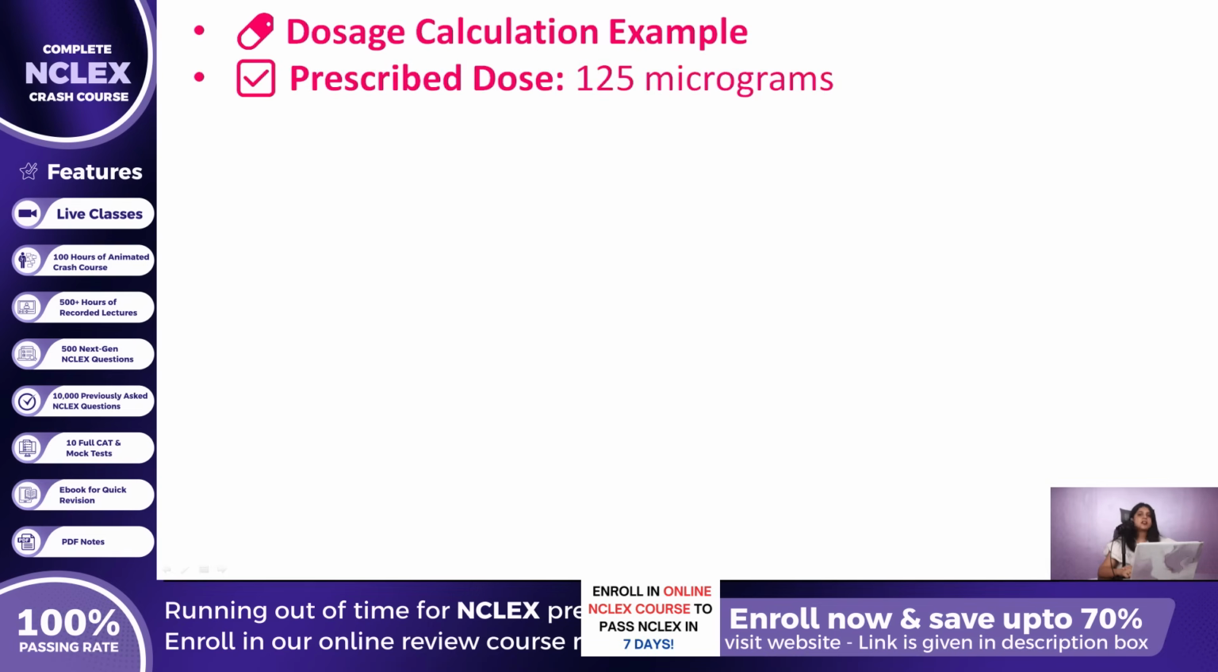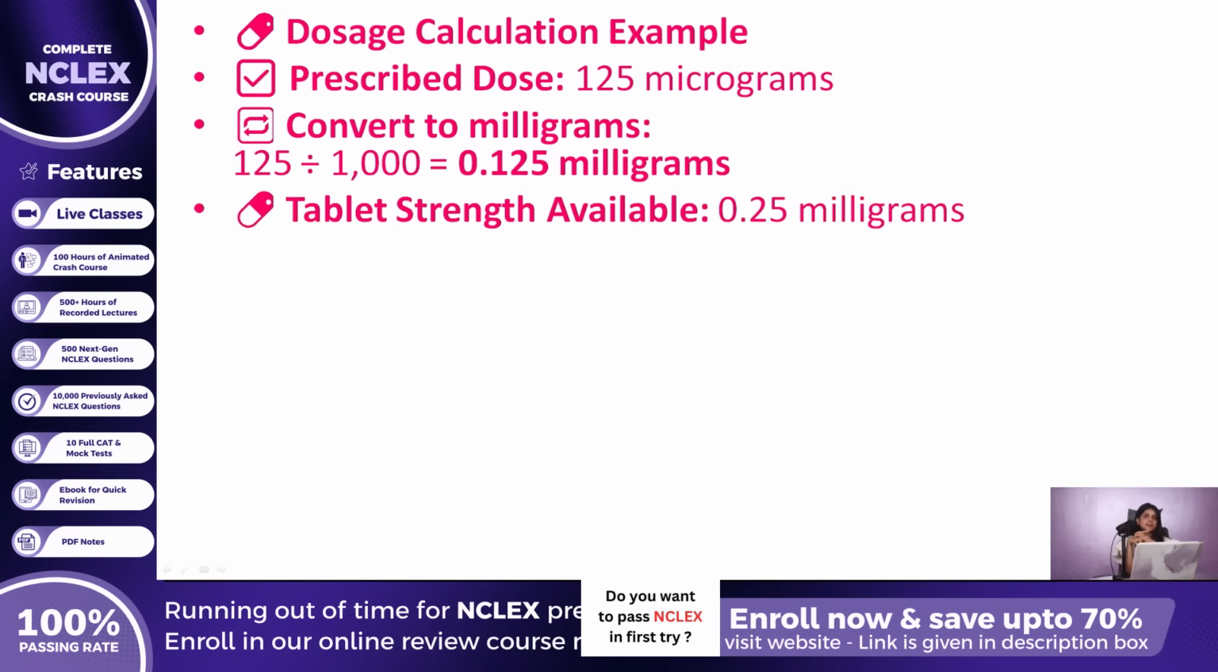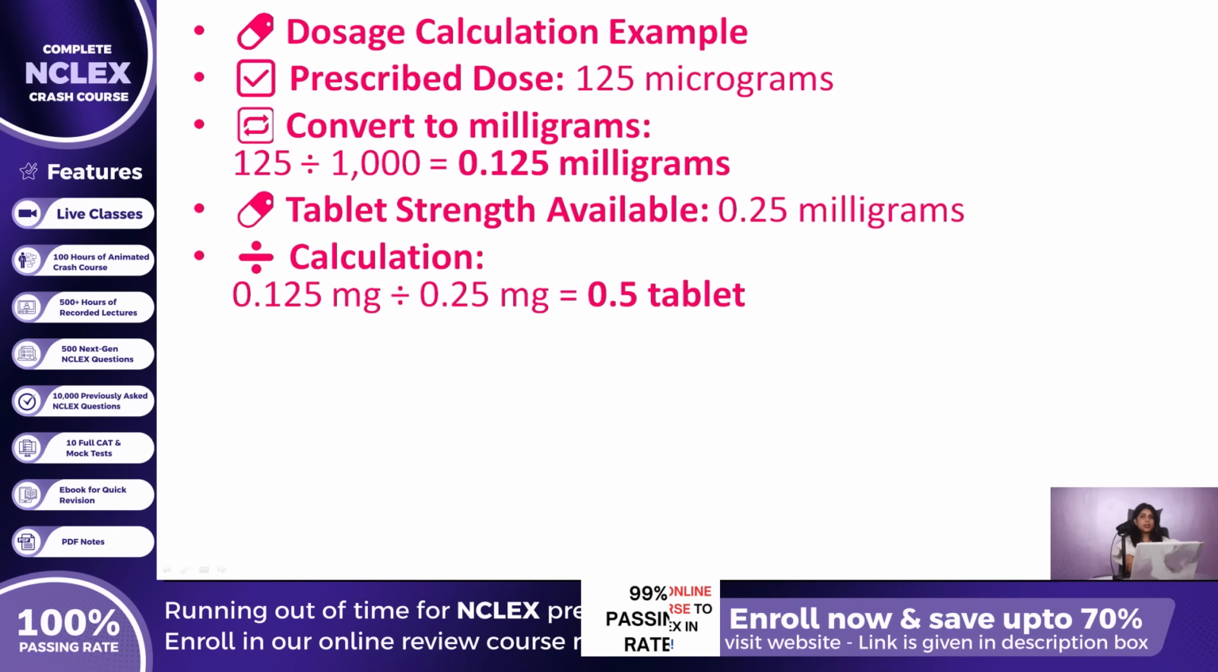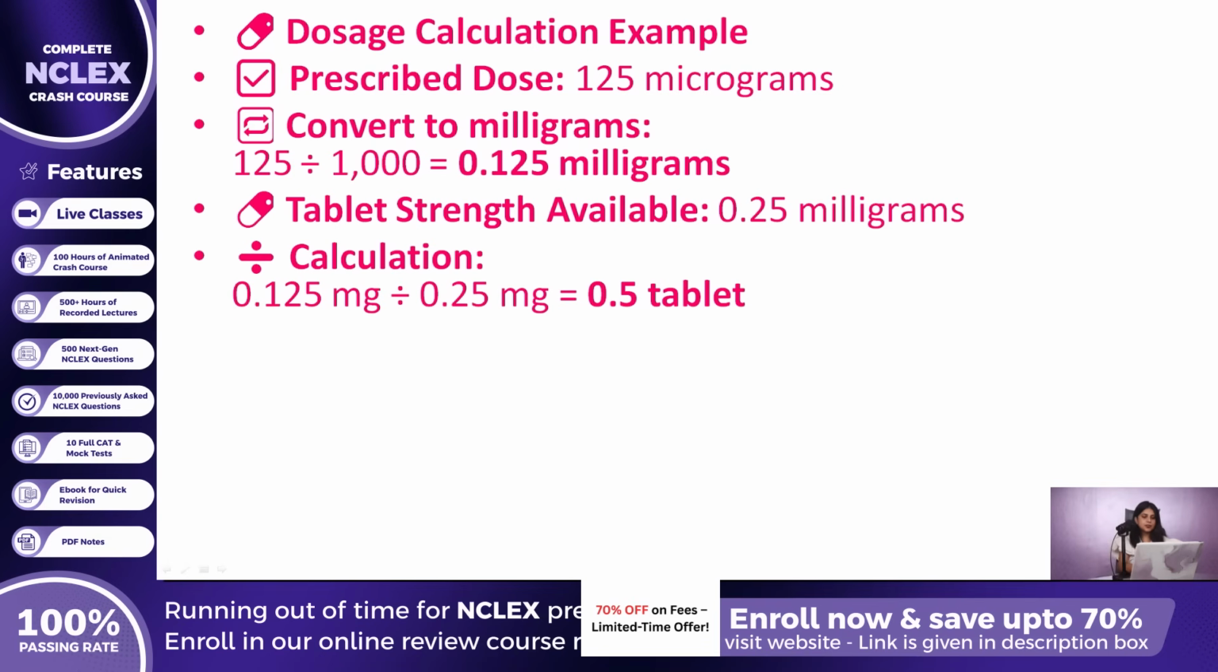Here's the breakdown. The prescribed dose is 125 micrograms, but the available medication is measured in milligrams. First, convert micrograms to milligrams by dividing 125 by 1,000, which equals 0.125 milligrams. Next, divide the ordered dose, 0.125 milligrams, by the amount in 1 tablet, which is 0.25 milligrams. This results in 0.5. Let's continue with question 12.